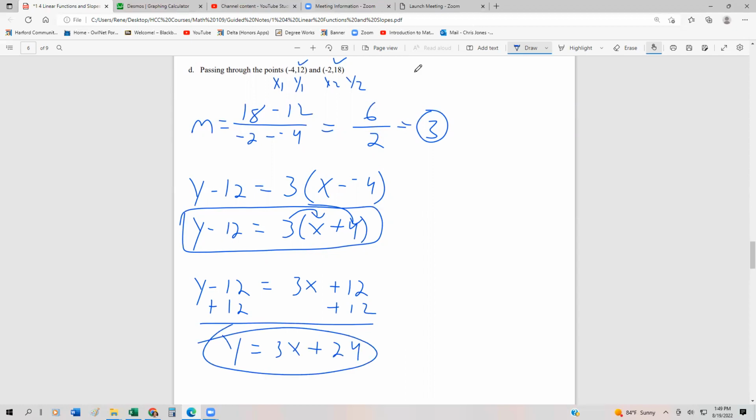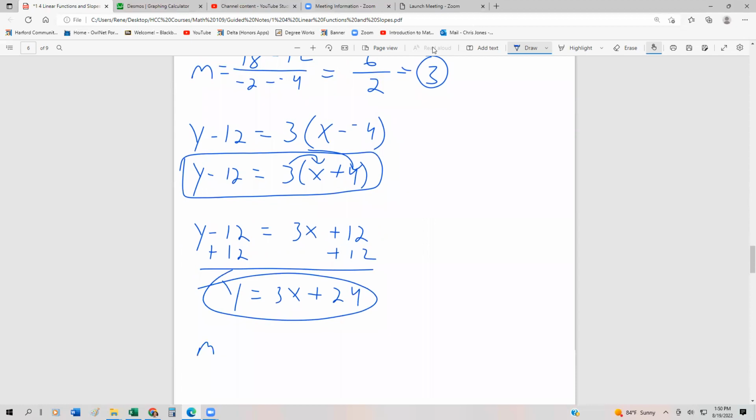And so we know that the slope of the line is 3. And then the y-intercept is going to be 24 for this line, if for some reason we were asked that.